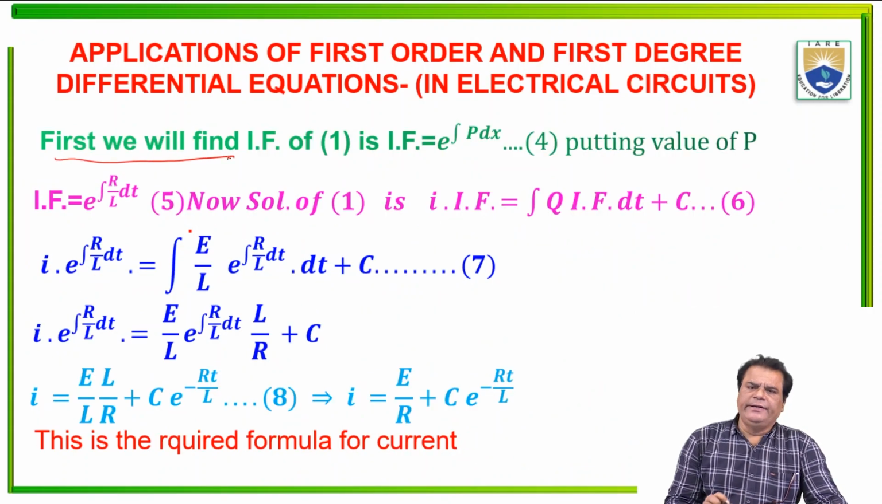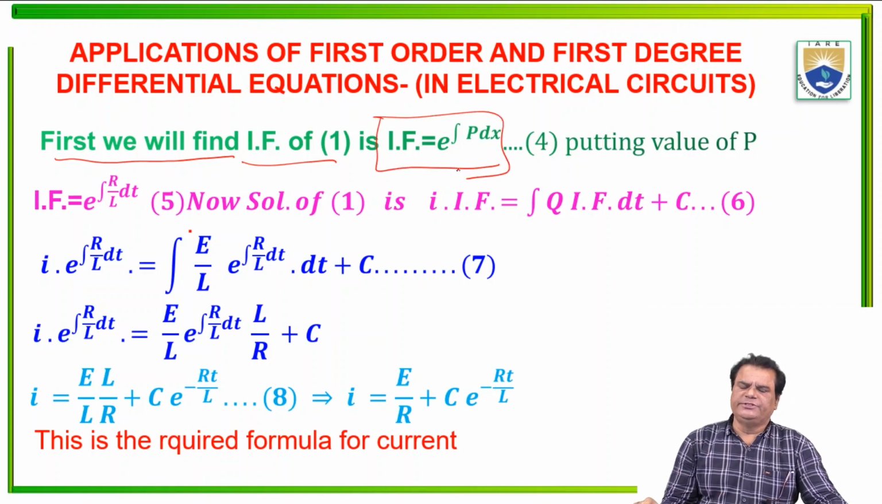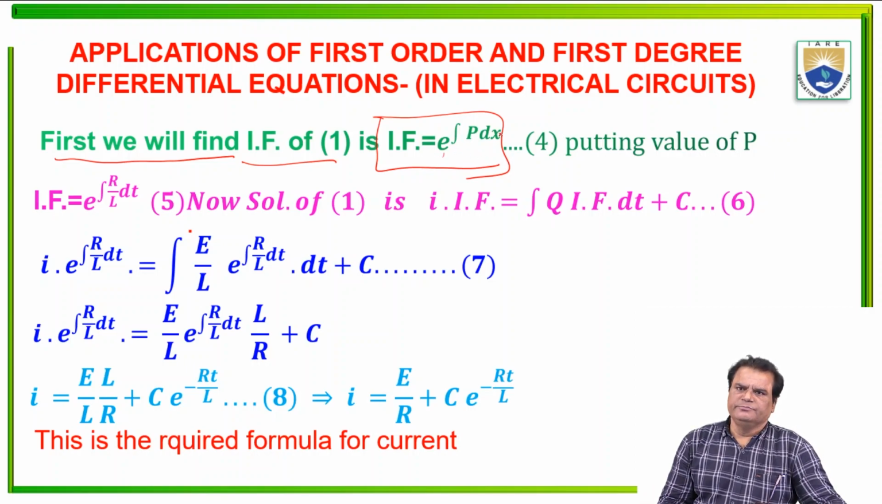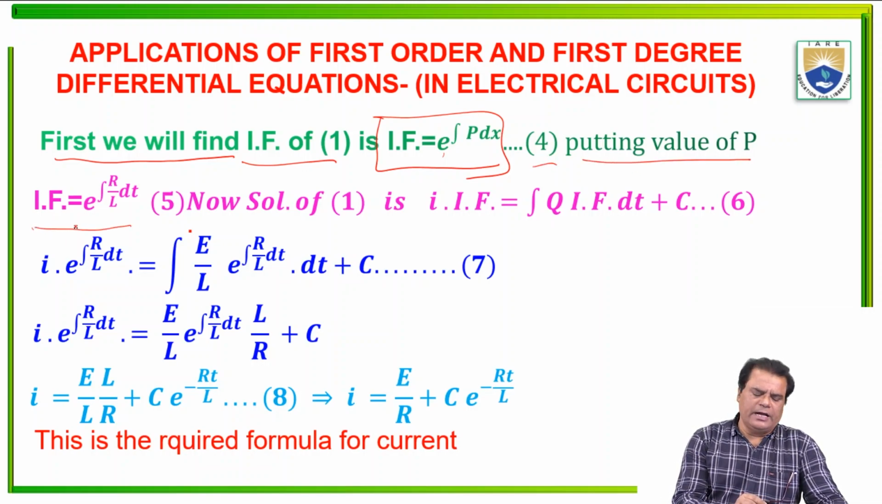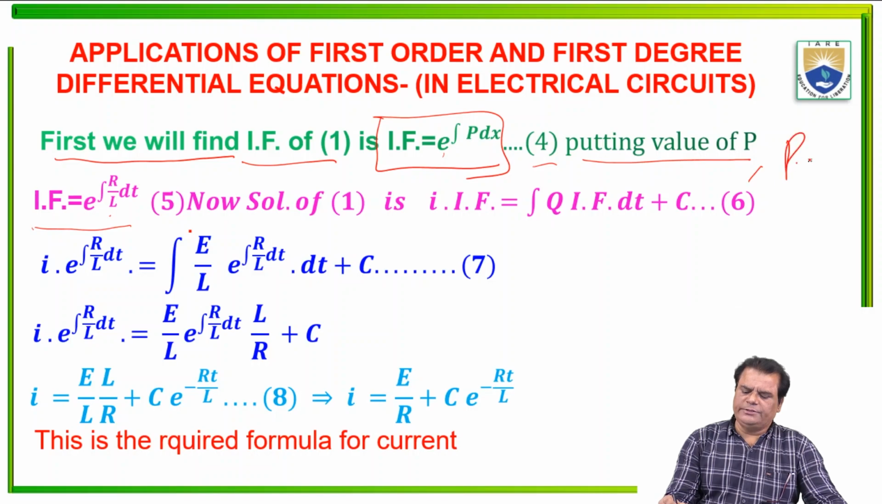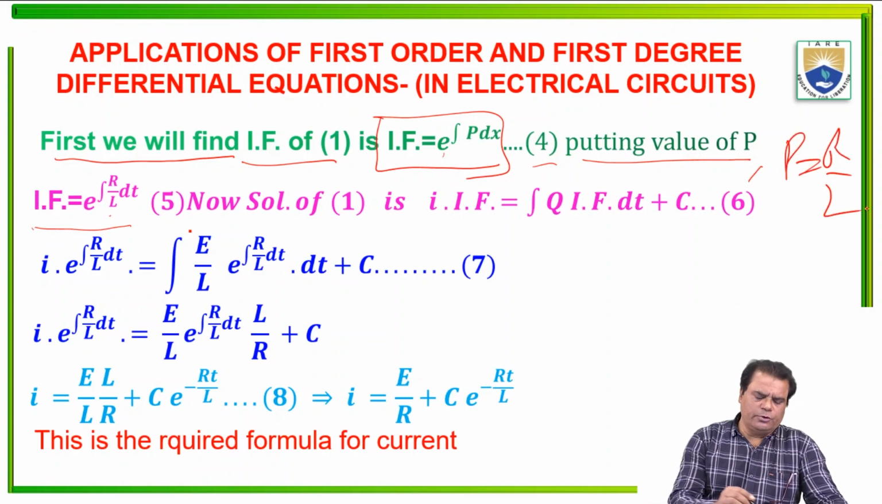So first we will find the integrating factor of equation 1. Then we apply the formula for integrating factor, IF. IF is equal to e to the power integral P dx. This is equation 4. Putting the value of P here, we get IF equal to e to the power integral of P, and what is P? P is R by L, so R by L dt. R by L is constant here, so taking it out.